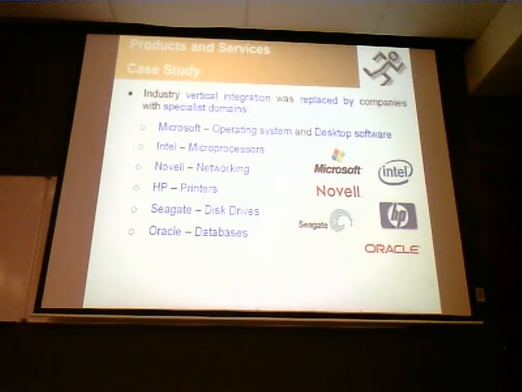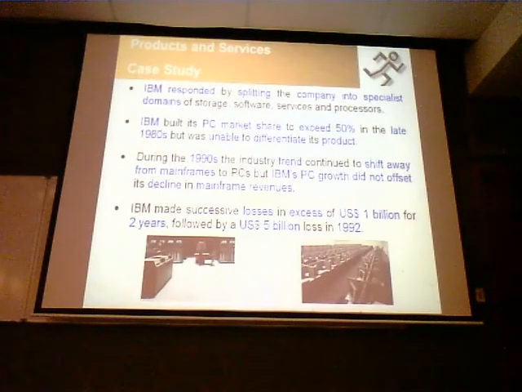And by doing that, it broke their domination of the computer industry. All of a sudden, Microsoft owned the operating system, Intel owned the microprocessor, HP came in with the printers, Novell with the networking, Seagate with the disk drives, and Oracle with the databases. And so you had lots of different innovation happening in different silos, and the PC industry rapidly evolved. How did IBM respond? They split their company up into specific domains to try to compete. And they didn't do a bad job.